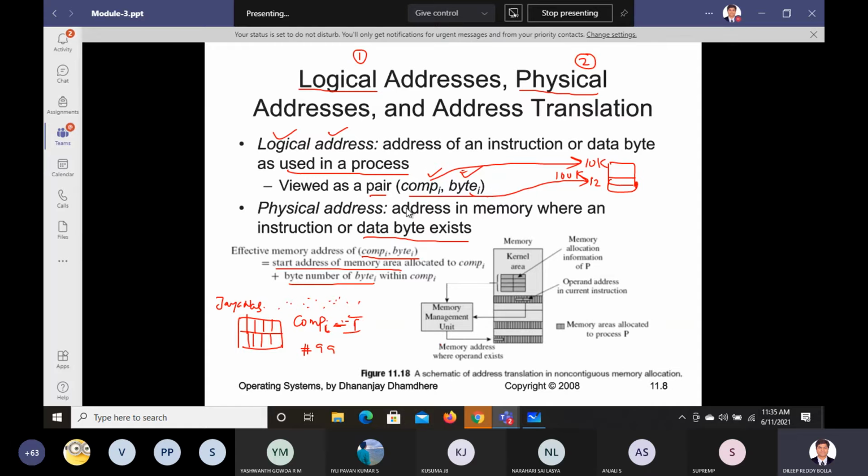Okay, is that clear? You're understanding this? Now quickly see the diagram. Watch the diagram. What is happening? Quickly watch the diagram.